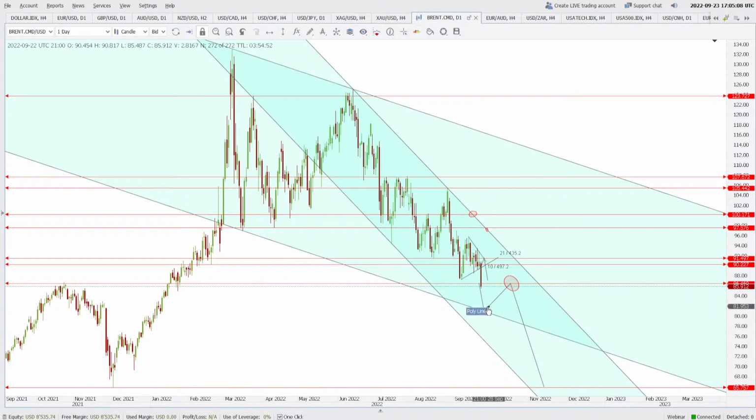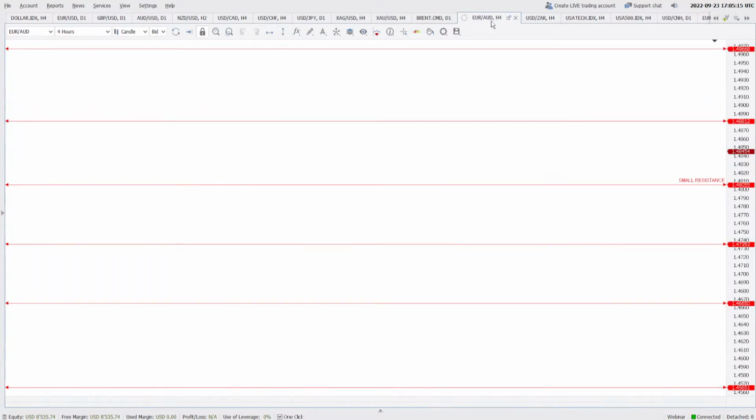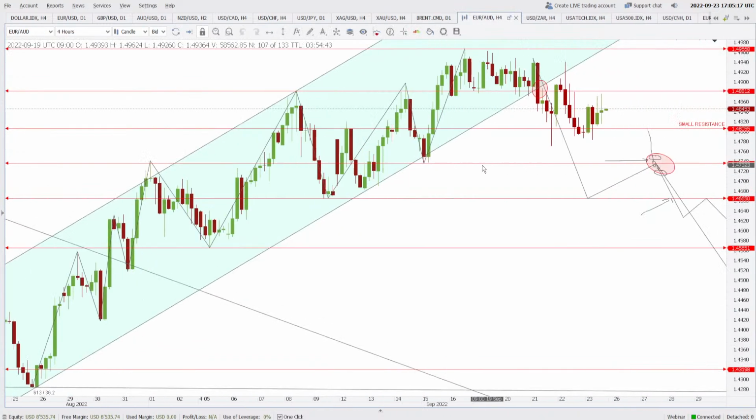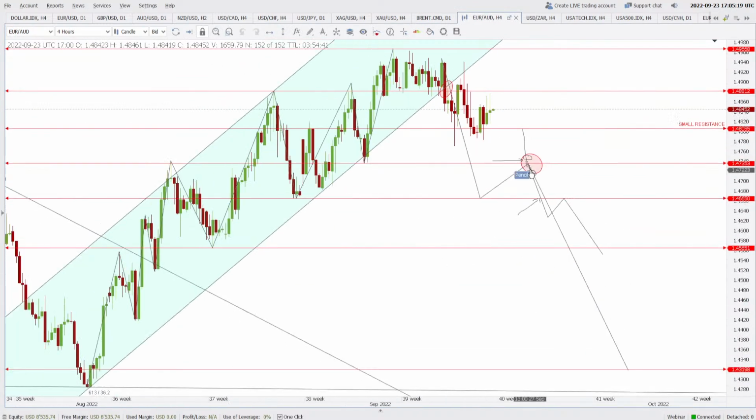All right, Brent: 86.46 will be the fresh resistance if we see a close below 86.46. All right, what about Euro Australian dollar? What's your view on that?